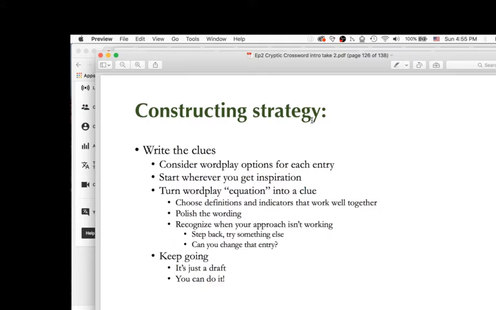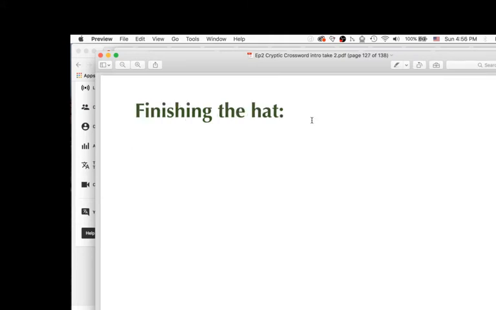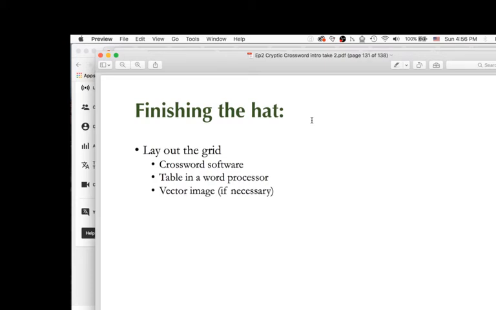I believe in you. Once you've written the clues, we're finishing the hat, you want to lay out the grid. There are many options for that. You can use crossword software. I tend to use a table and a word processor because I don't use my crossword software often enough to know how to use it. If necessary, you can make a vector image.